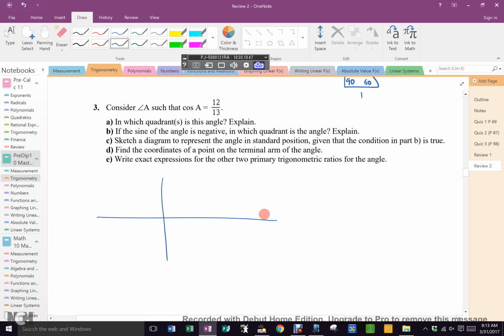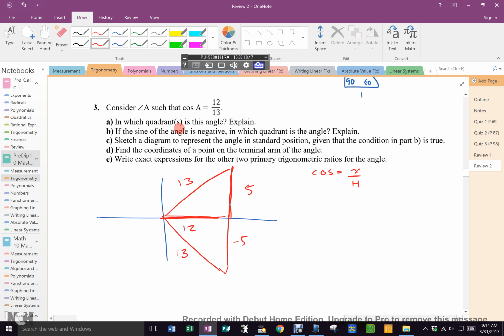12 over 13. Cos is positive, so it has to be the x, because remember, cos is x over hypotenuse. So the x had to be 12, the hypotenuse had to be 13, right? Which means this has to be what? 13 squared is 169, 12 squared is 144, 169 minus 144 is 25, square root of 25 is 5. 5 and negative 5.